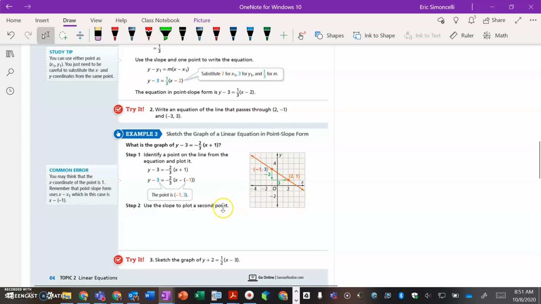Step 2, as they describe, and as I already noted with the green arrows, use the slope to plot your second point. Negative 2 over 3 is the vertical change over the horizontal change, or rise over run, if you recall. Move 2 units down and 3 units right from the first point. Plot the ordered pair 2 comma 1 as I already described. And then step 3, sketch the line through those 2 points. And there you have it.